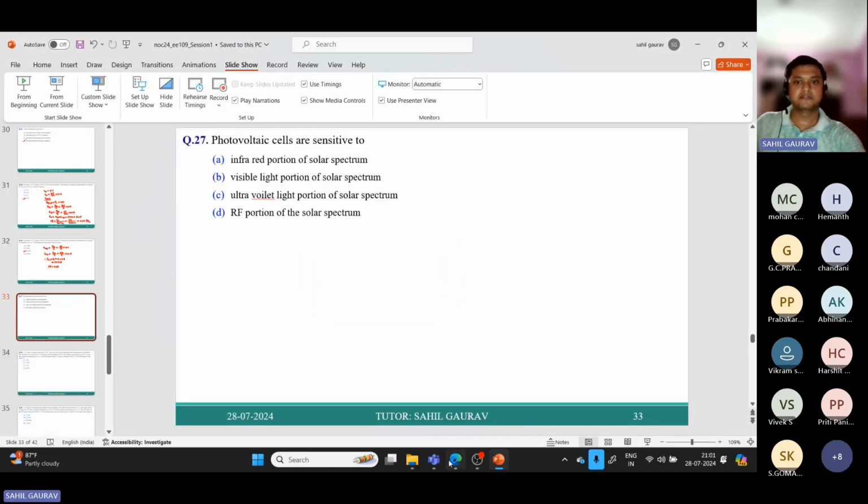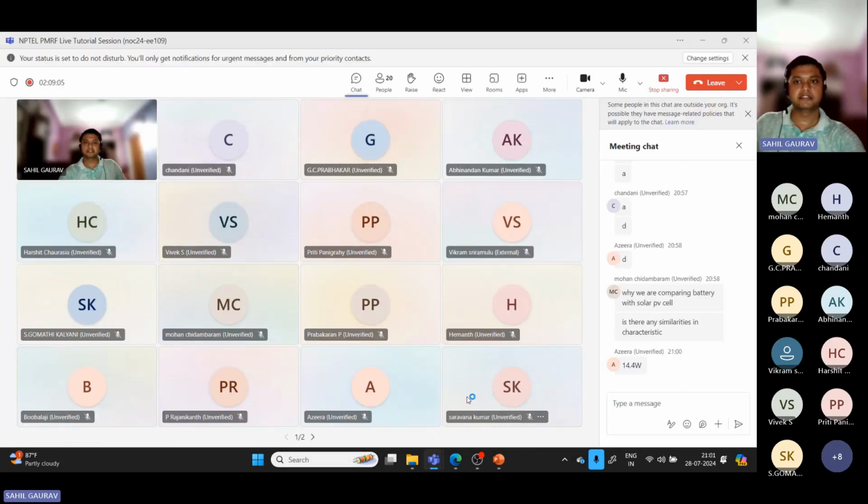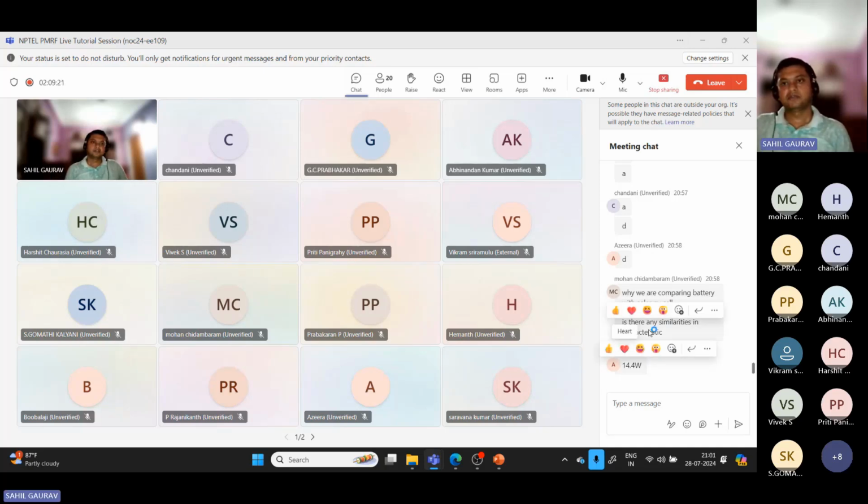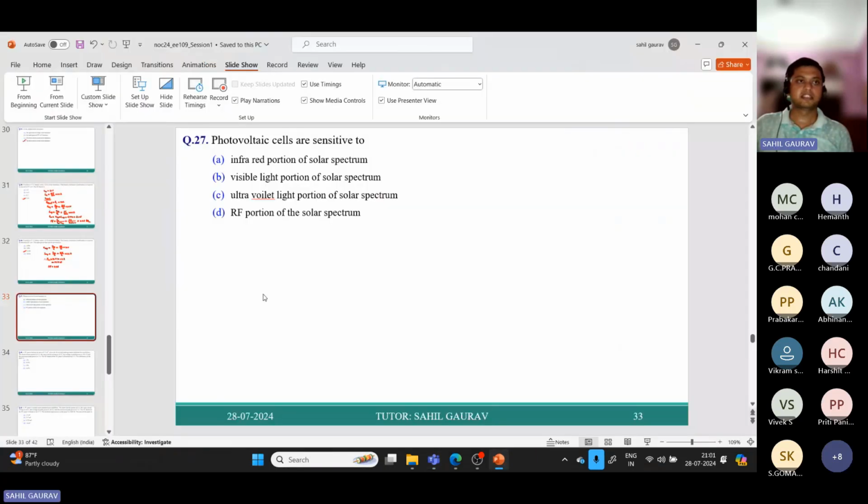So we are left with just a few questions. You can quickly write the answer. Why are we comparing battery with solar PV cell? Is there any similarity in characteristics? So here we are using the maximum power point theorem. Many times this type of problem is asked in this examination. So we are solving this type of problem. It's already time, so quickly give this answer. Photovoltaic cells are sensitive to.